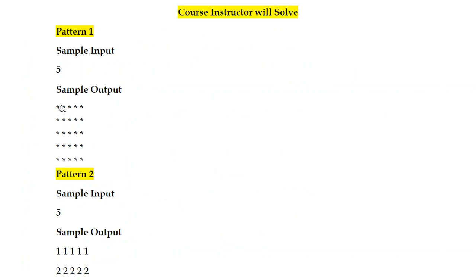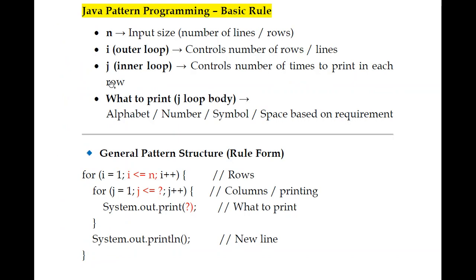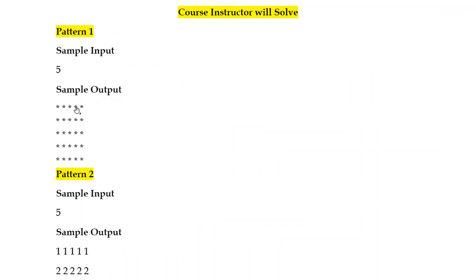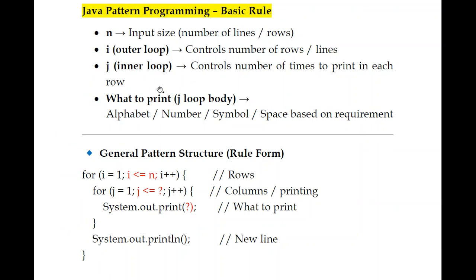Next, you are controlling how many times you print, which is fine. The theme is what? What you are going to print, either a symbol or an alphabet or a number. That is provided by this j. So what to print? That is about the j loop body.